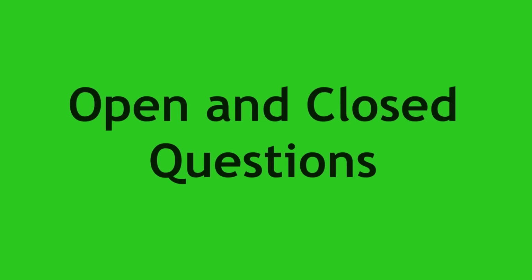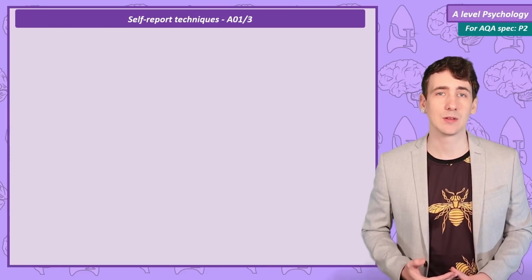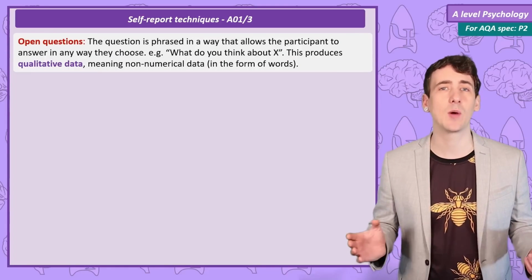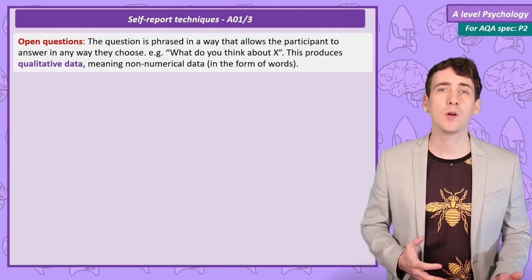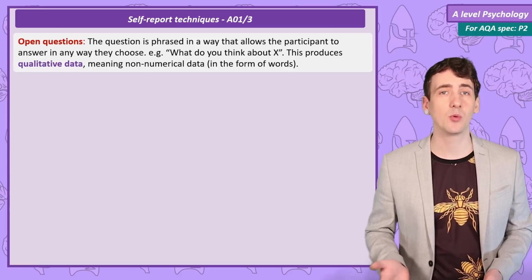Open and closed questions. Both questionnaires and interviews can use open or closed questions. An open question is one in which the participant is able to answer in any way they want. In a questionnaire, there'll be a space to write the answer. Open questions give what's known as qualitative data. This means data in the form of words.